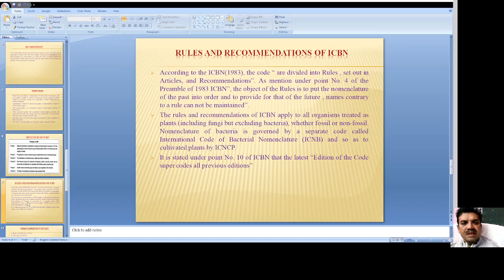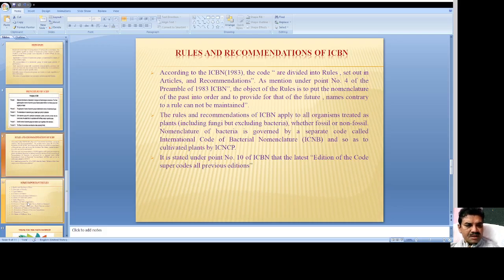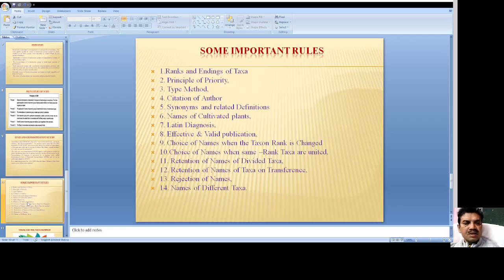It may be animals, it may be plants, it may be bacteria, or it may be the different kinds of cultivated plants which have been used from time to time. Now, on the basis of the principles, as already told, there are 14 to 15 rules that have been formulated by ICNB, ICBN, and these are like ranks and endings of the taxa. What are the different kinds of utilities that will be used?